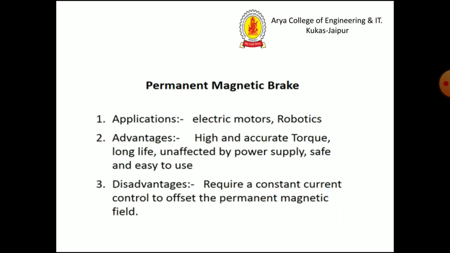powered brakes. Permanent magnetic brakes are used in electric motors and robotics, having high and accurate torque, long life unaffected by the power supply, and being safe and easy to use, but having drawbacks, which require a constant current control to offset the permanent magnetic field.